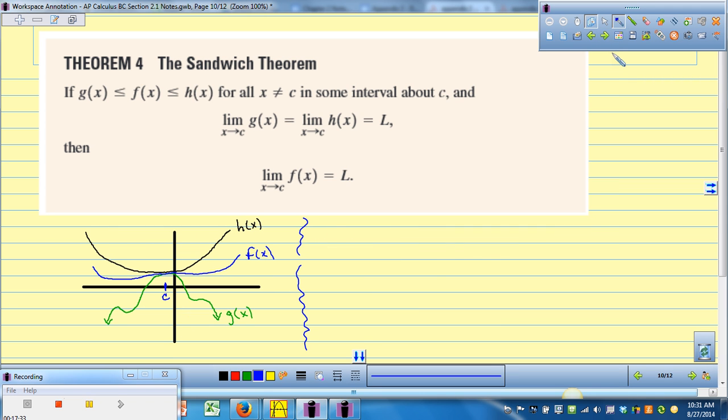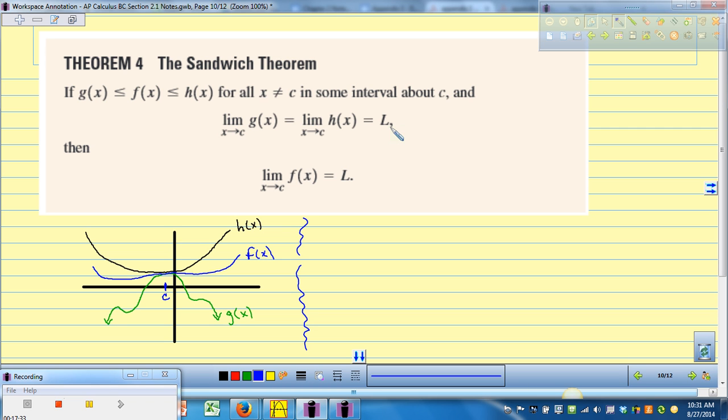Now, our last thing that we need to talk about is called the sandwich theorem. So let's take a look at what it says first. It says if g of x is less than f of x, which is less than h of x, for all x not equal to c. So we're interested in what's going on at c, so we're looking everywhere around it. In some interval about c, and the limit of g of x as x approaches c is equal to the limit of h of x as x approaches c is equal to L. Then, the limit as x approaches c of f of x will equal L.